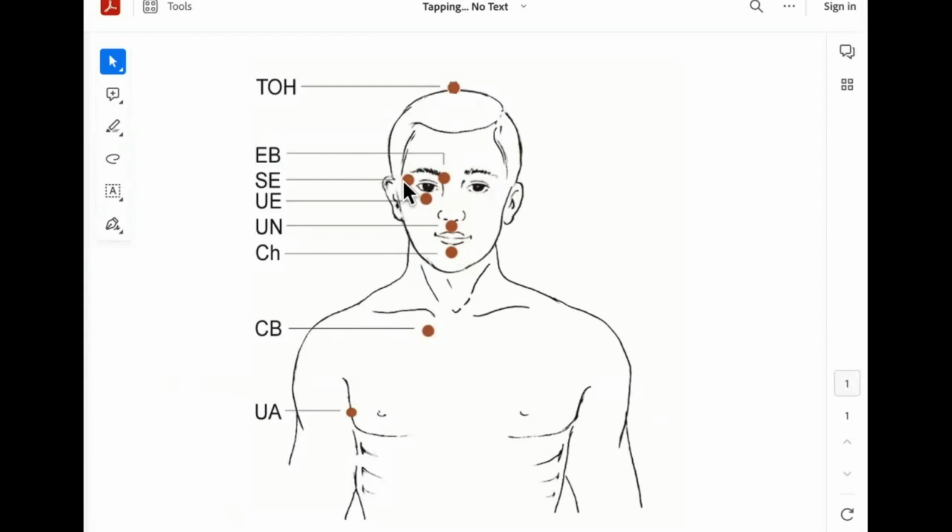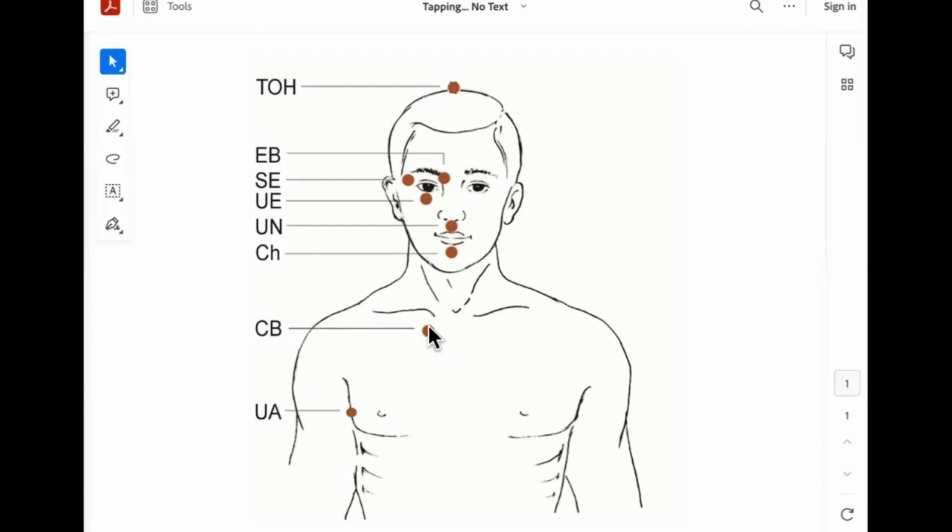And I'll show you this one. This is easier to show also. Under the eye, same thing on the bony orbit, just underneath the eye. And then under the nose, or the upper lip, as we sometimes call it, is that space, that little cleft in between your upper lip and your nose. We tap that with a couple fingers. The chin point is not actually on the chin itself, but it's in that cleft between the lower lip and the point of the chin.